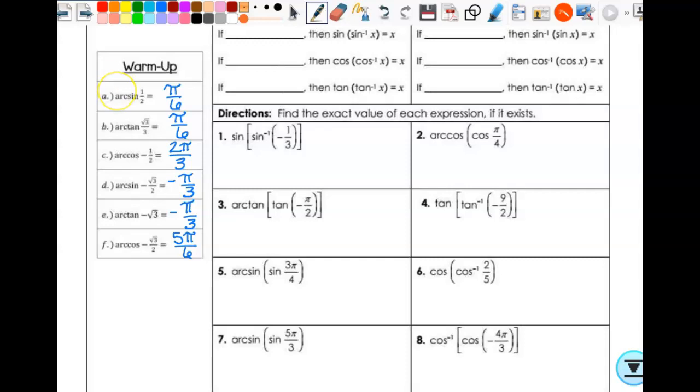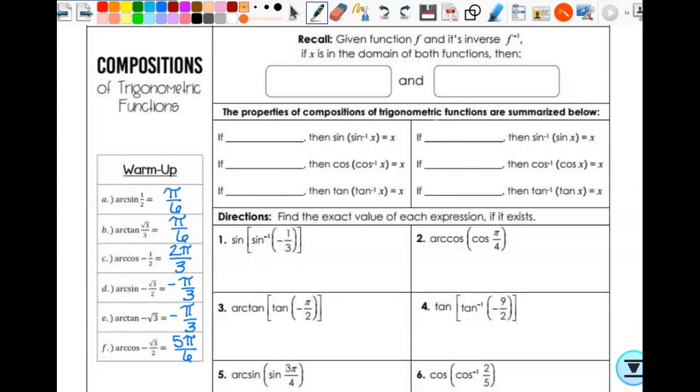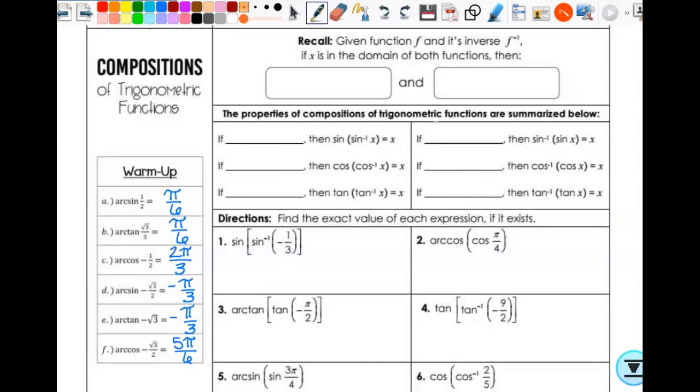Okay, because we have to be able to do this to do what we're doing today, because today we're doing compositions of these. So this says to recall what we know about inverses. It says recall, given a function f and its inverse, f inverse, if x is in the domain of both functions, then f of f inverse of x equals x, and f inverse of f of x equals x. And this says if x is in the domain of both functions. So this doesn't just straight up work 100% with all functions, unless our domains were all real numbers for both of them, then we'd be fine.